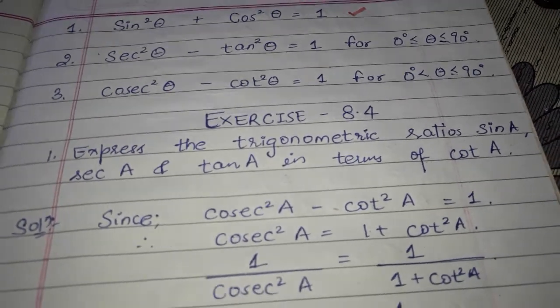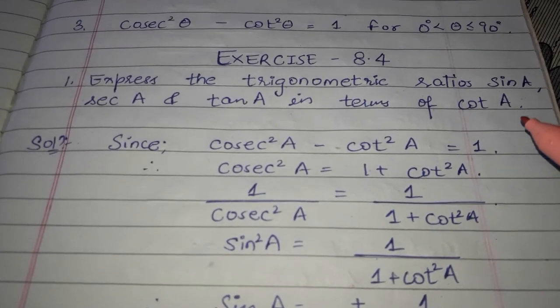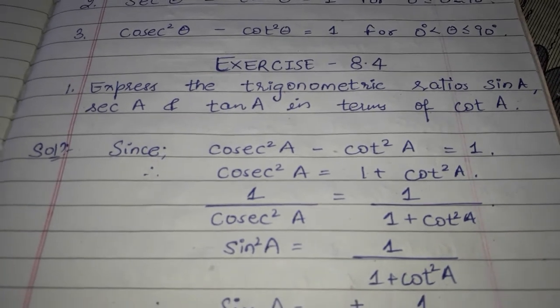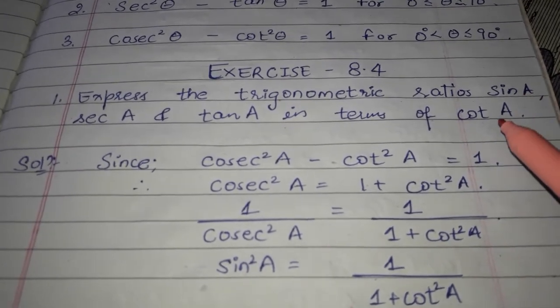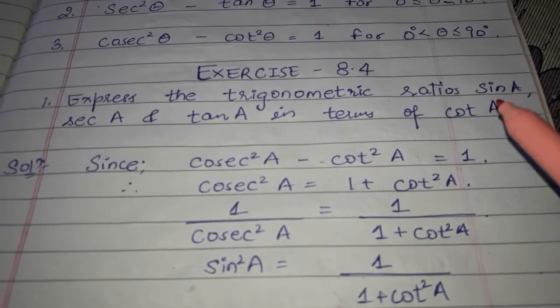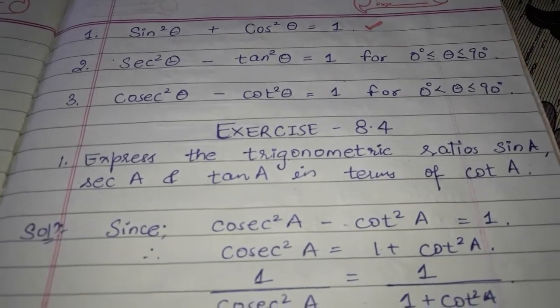Now the question number first is express the trigonometric ratios sin A, sec A and tan A in terms of cot A. We have to express sin A in terms of cot A, sec A in terms of cot A and tan A in terms of cot A with the help of these three identities.